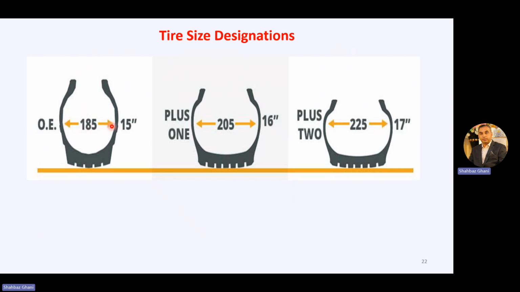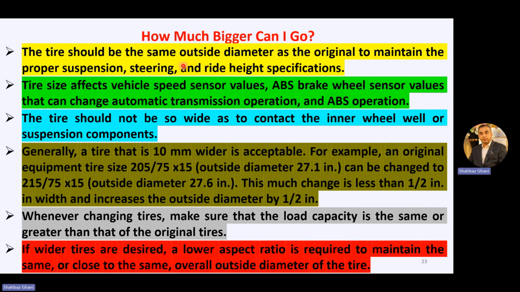Now original width was 185 mm, the rim size was 15 inches. So this is the original size. Now we are going on plus 1. So we are adding plus 20 here. So 185 plus 20 means 205. So 16 inches here. And plus 2, plus 20 here further, and plus 1 here. But practically speaking, we can go up to plus minus 10 mm. Okay. So we have already studied this, how much bigger I can go.